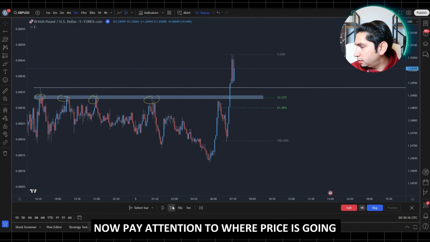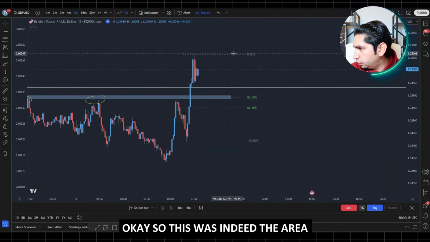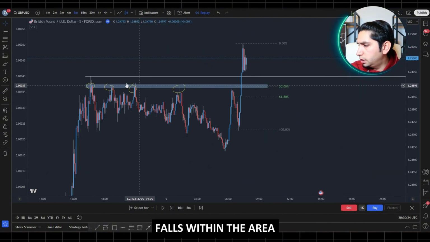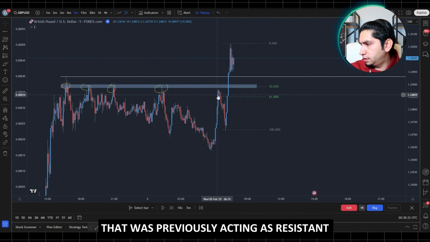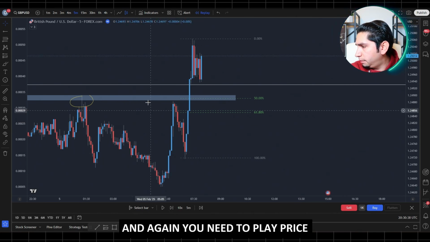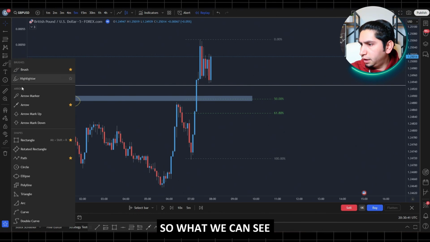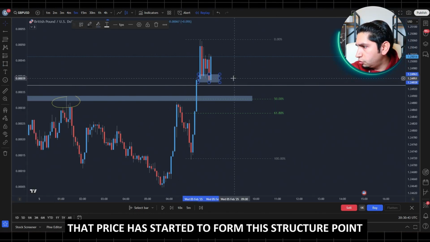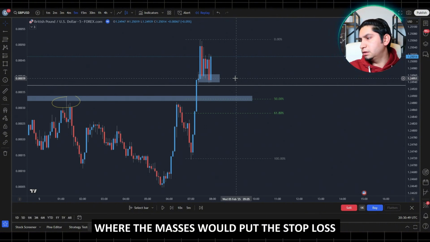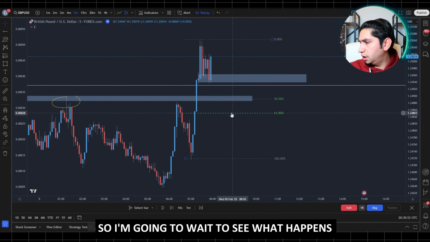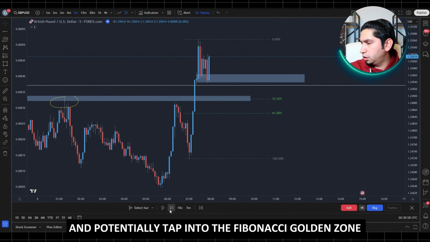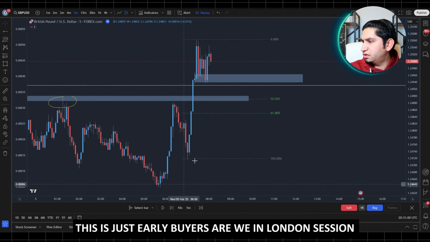Now pay attention to where price is going. Okay, so this was indeed the area. And the Fibonacci golden zone falls within the area that was previously acting as resistance. So now potentially it's support. And again, you need to play price. What we can see is the price has started to form a structural point. As David Paul said, you would enter where the masses would put the stop loss. So I'm going to wait to see what happens when price takes these people out and potentially taps into the Fibonacci golden zone. This is just early buyers.